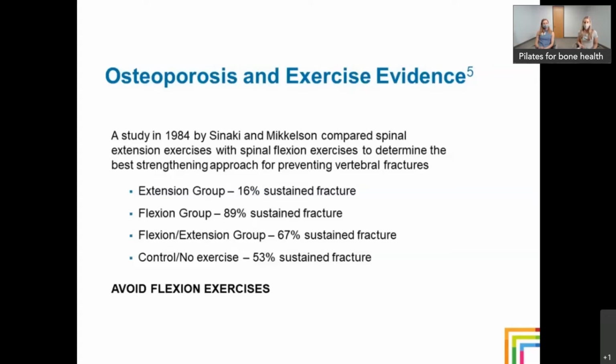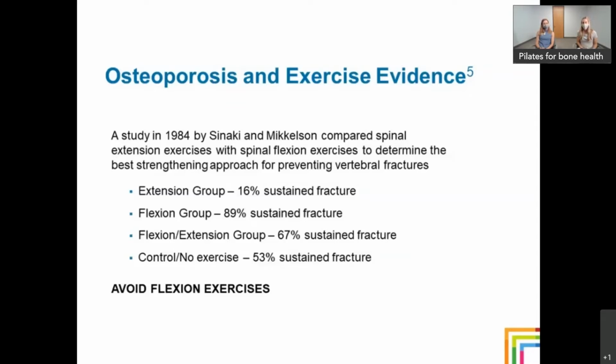They completed no exercise. What the researchers found is that the individuals in the extension-based group, 16% of them sustained compression fractures in their spine. In the flexion group, 89% sustained a compression fracture. That's a huge, huge number. The individuals who did both flexion and extension, 67% of them rather, sustained compression fractures. And the control group, about half of them sustained a fracture.